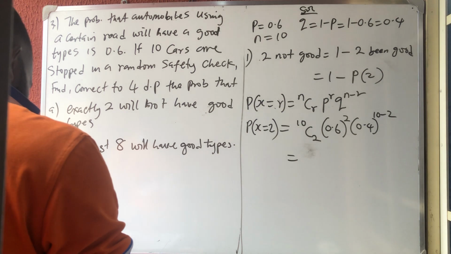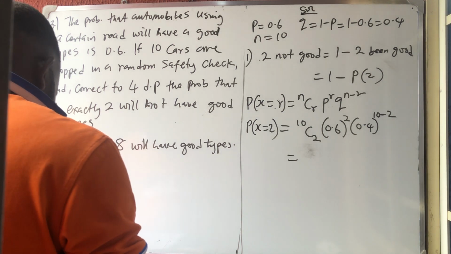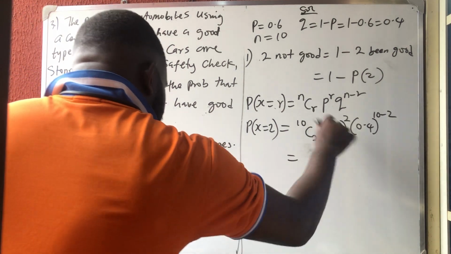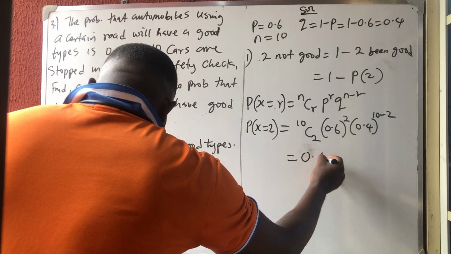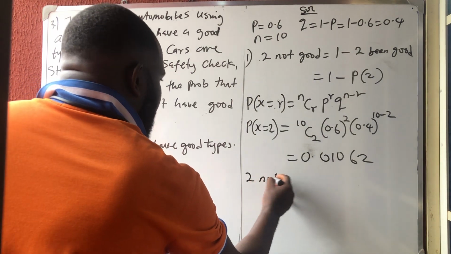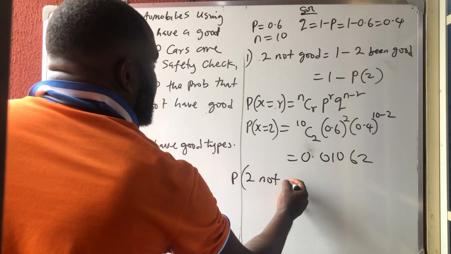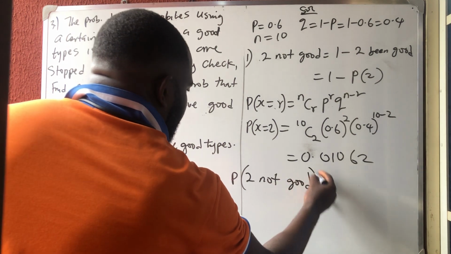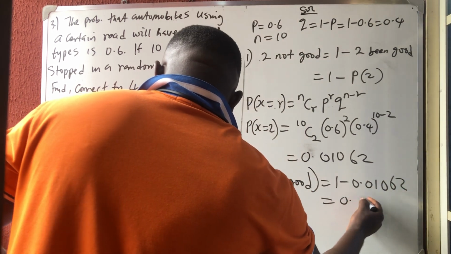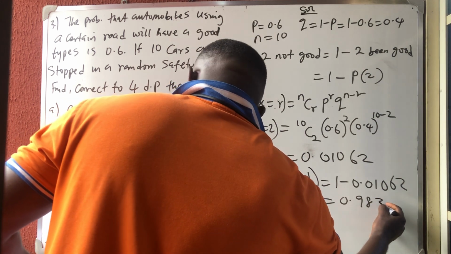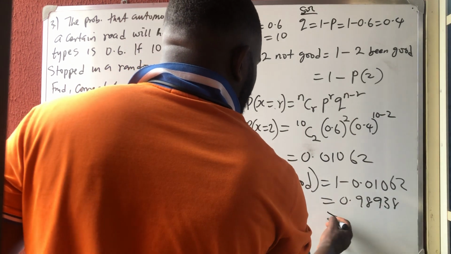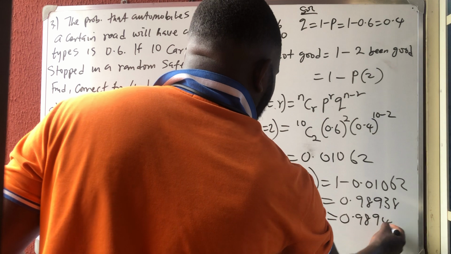10 combination 2 will give us what? I'm not with a calculator and I don't like wasting my time. So if you do everything here, you have 0.01062. So then the probability of 2 not good will be 1 minus 0.01062, which is 0.989938. They say 4 decimal places, so it will be 0.9894 approximately.